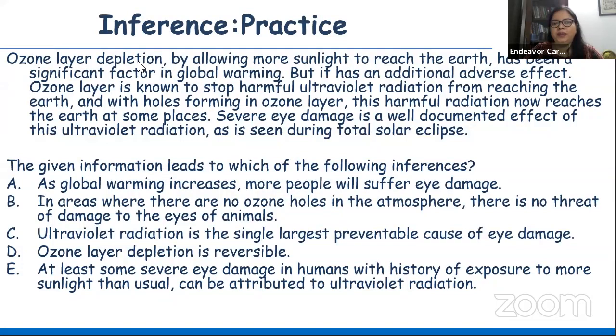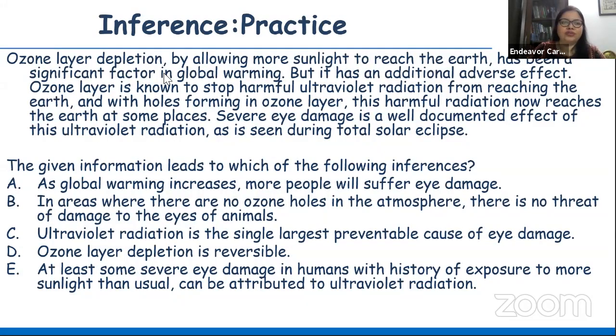So ozone layer depletion gives rise to global warming. Ozone layer depletion gives rise to another effect. What is this other effect? Where there are holes in the ozone layer, the harmful ultraviolet radiation reaches the earth and causes severe eye damage, right? Wherever harmful radiation reaches the earth because of the holes in ozone layer, there is severe eye damage.